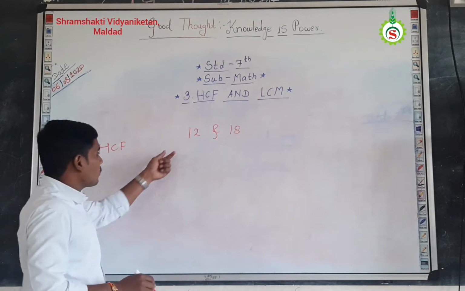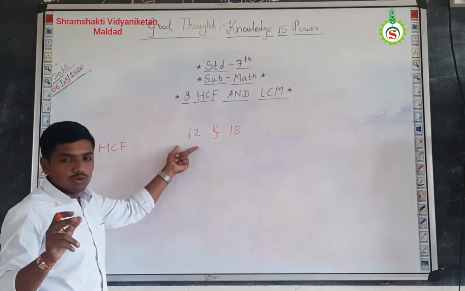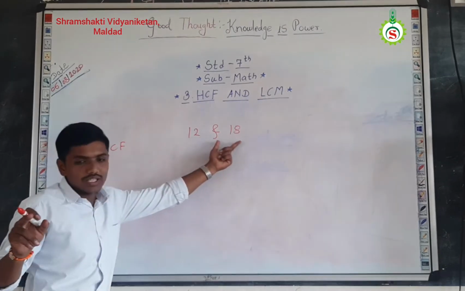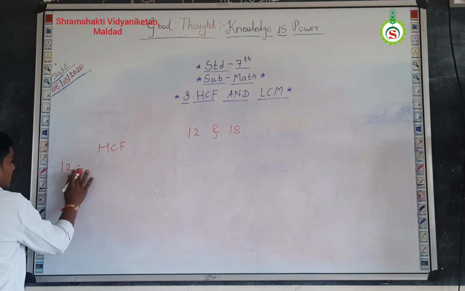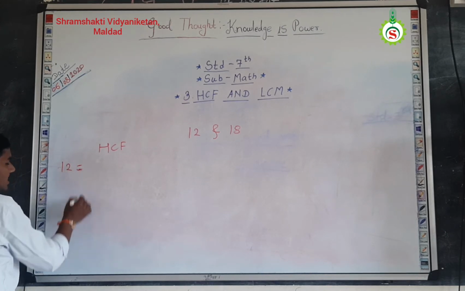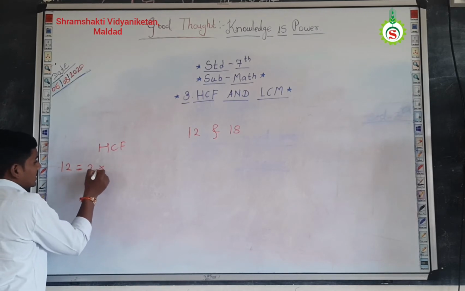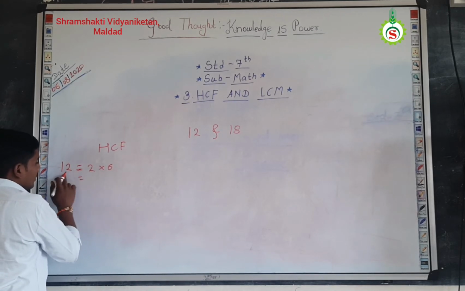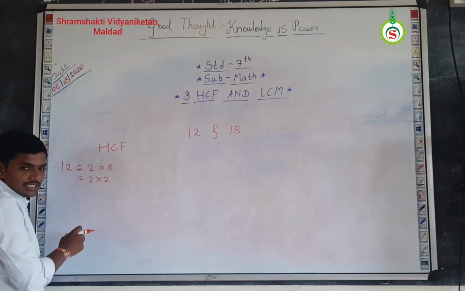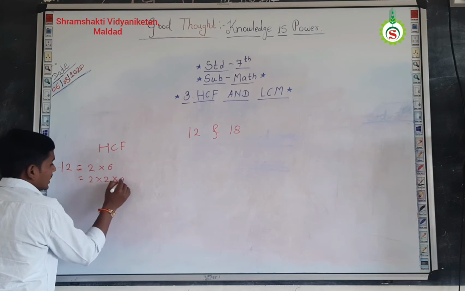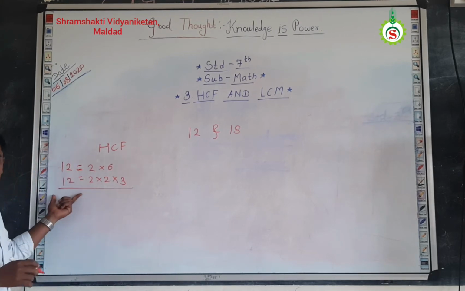For the factorization method, what is the first step I have to do? I have to make the factors of the given numbers. The first number is 12. First I have to take the factors of 12. Which is the smallest number which can divide 12? Obviously 2. 2 sixes are 12. Again, 2 can divide that 6, so 2 threes are 6. That means those are the factors of 12.